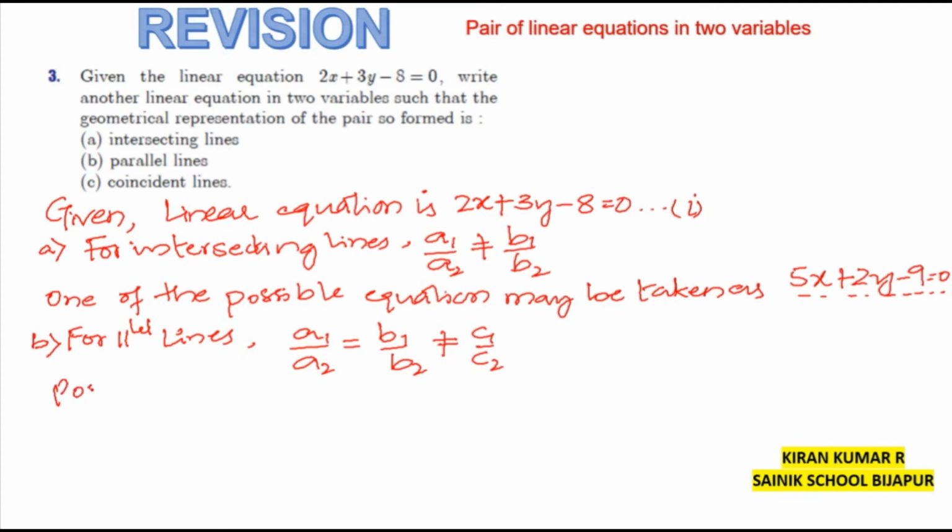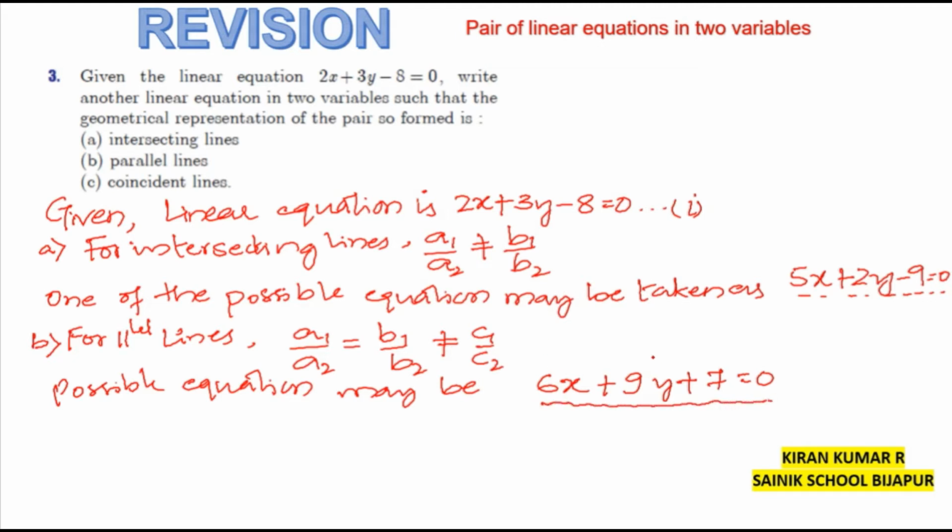So possible equation may be, this time I'll take 6x plus 9y plus 7 equal to 0. Look at the ratio. 2 upon 6 is 1 upon 3. 3 upon 9 is 1 upon 3. A1 by A2 is equal to B1 by B2. C1 by C2 is minus 8 upon 7. So it holds true for parallel lines. So this may be the second equation.